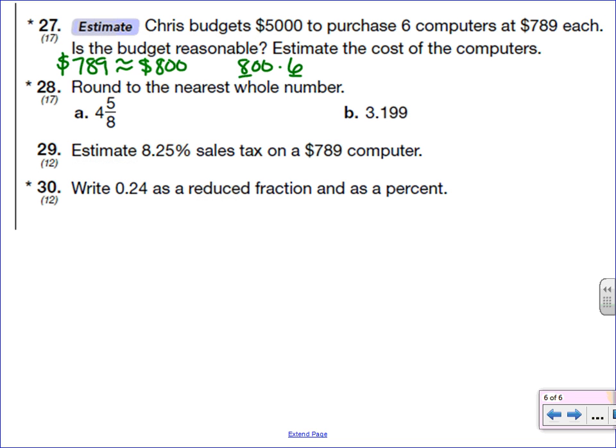Well, 8 times 6 is 48. And then I have 2 zeros. So the estimate that we would come up with then is $4,800, which is pretty close to $5,000. So it seems like a reasonable estimate, or it sounds like a reasonable budget. $5,000 is close to 4,800.